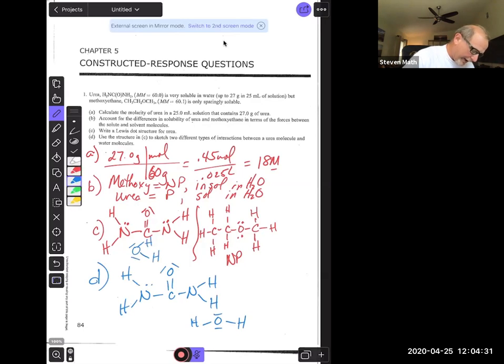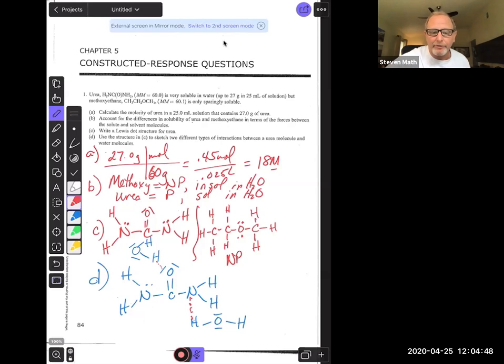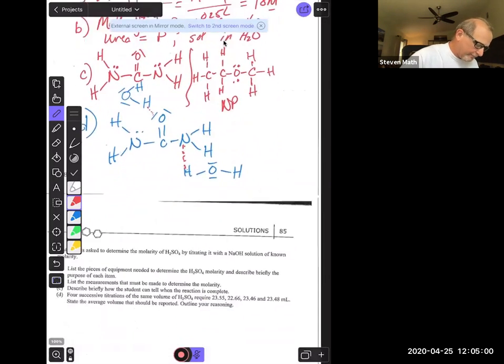lone pair. And now let's find our IMFs. You've got the nitrogen to the hydrogen, nitrogen to hydrogen, and the hydrogen to the oxygen. So you have two different intermolecular forces that are going on there. So a lot of bonding going on with these intermolecular forces as well in this problem. That's kind of cool. Okay, so that's 1.